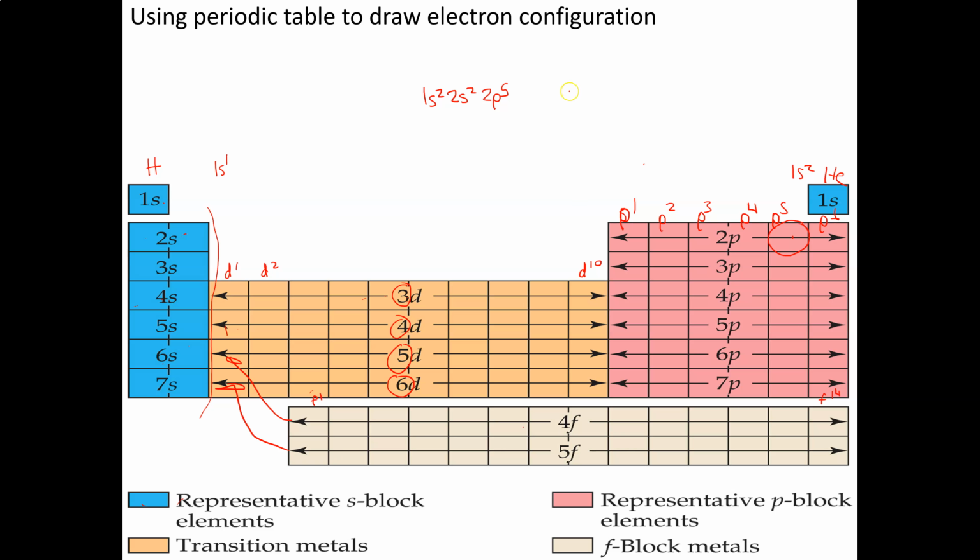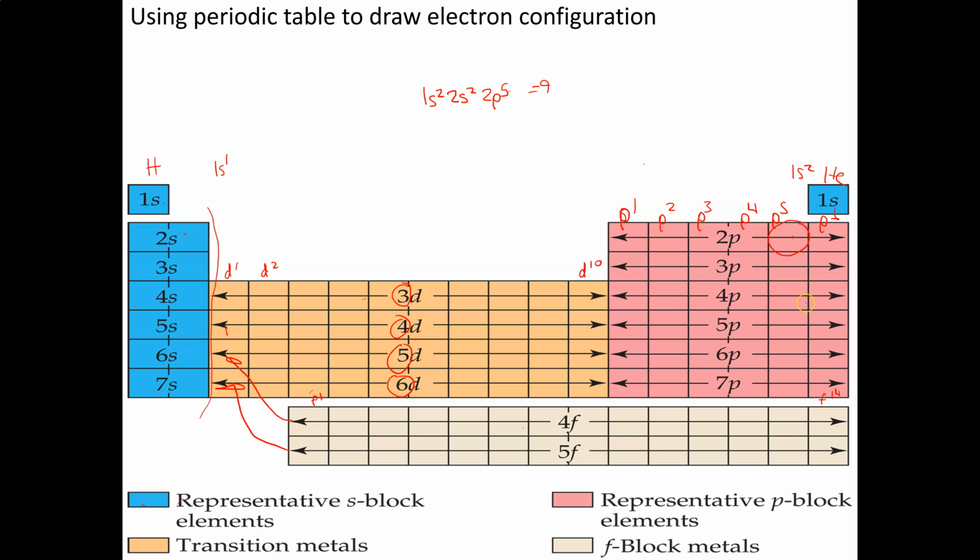Now here's the way this works. Look how many electrons this has. 5 plus 2 plus 2 gives you a total of 9. If you look at fluorine, the atomic number is 9. Since the atom is neutral, 9 protons means 9 electrons. That's where the number came from.